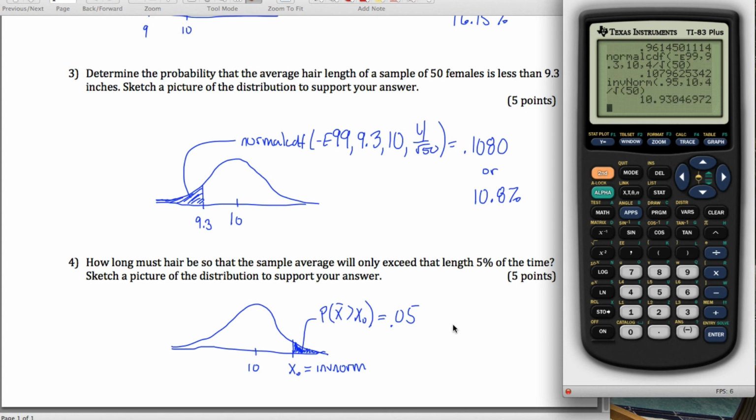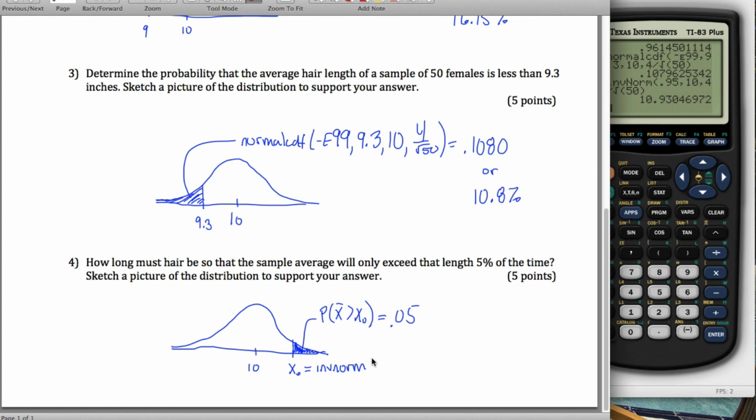I hit enter. It'll give me this value. I should have said what I put in there. I gave it the area below, the 0.95, the mean, and the standard deviation. And what it gave me was 10.93. So what that's saying is if the population average is 10 and the population standard deviation is 4, the sample average will only be above 10.93 5% of the time. My x naught value is 10.93. This right here is my answer. That's also the end of the quiz, so I'll stop the video there.